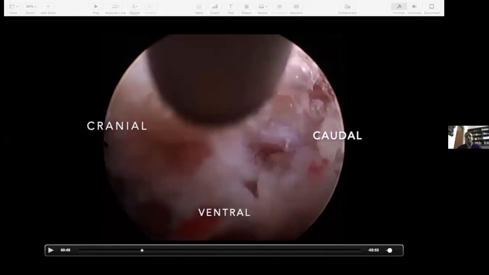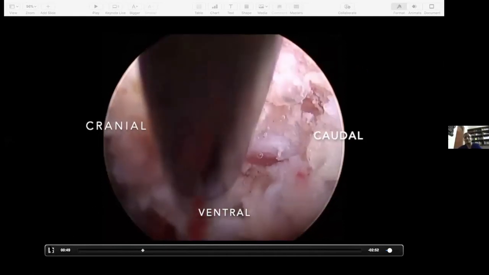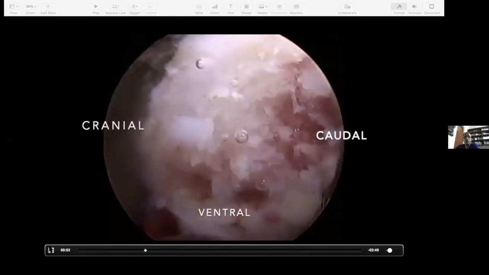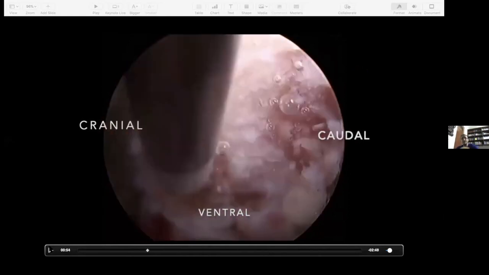So here, this left side is cranial. This is caudal, ventral, that means the disc area, and superiorly would be the superior articular facet. So here you can see this is the Storz RF electrode. What I'm using is not a disposable. It can be reused, and that is one nice thing that I like. So it sort of cuts down the cost.